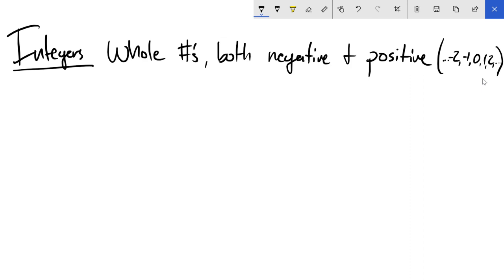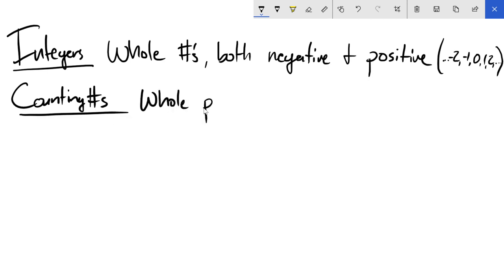I don't actually know if we talked about it, but the counting numbers are what we were working with in the first section last week. Those are just the whole positive numbers.